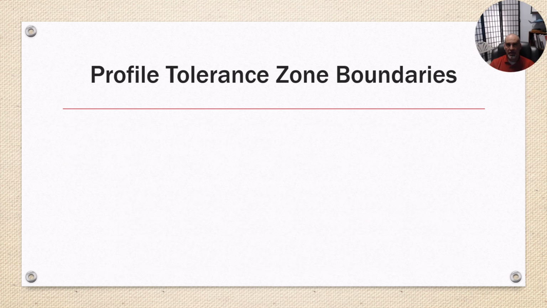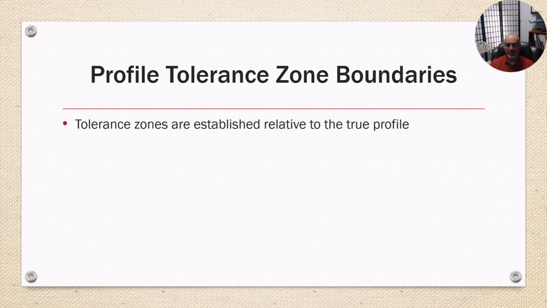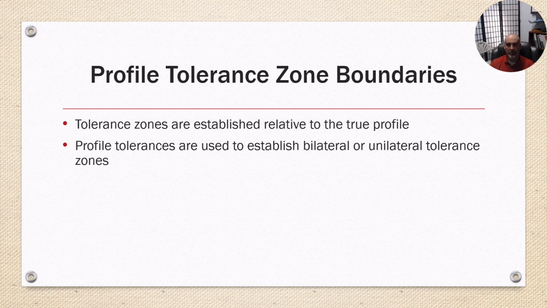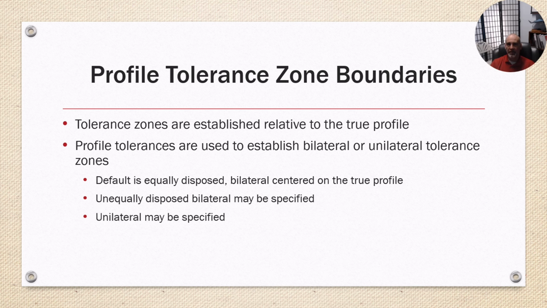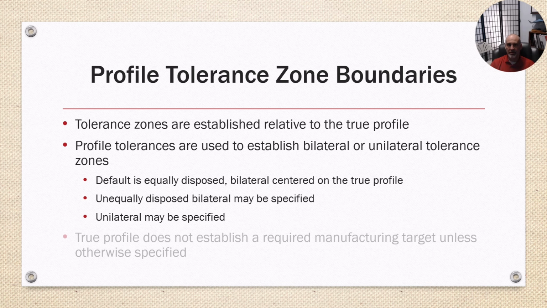Okay, profile tolerance boundaries. Tolerance zones are established relative to the true profile. The profile tolerances are used to establish bilateral or unilateral tolerance zones. The default is equally disposed, bilateral, centered on the true profile. Unequally disposed bilateral may be specified, and unilateral may be specified. The true profile does not establish a required manufacturing target unless otherwise specified.